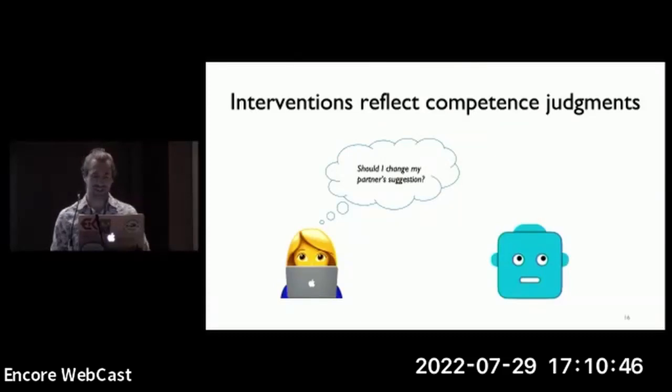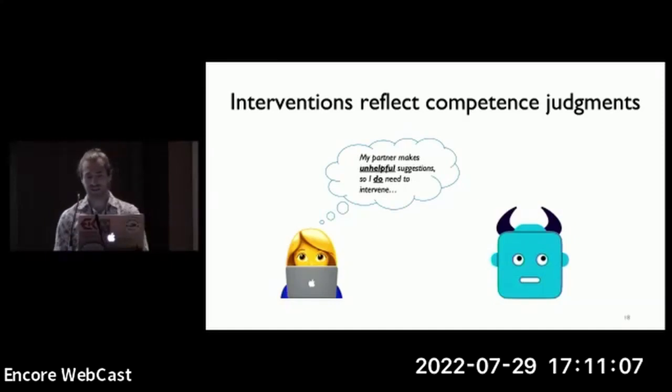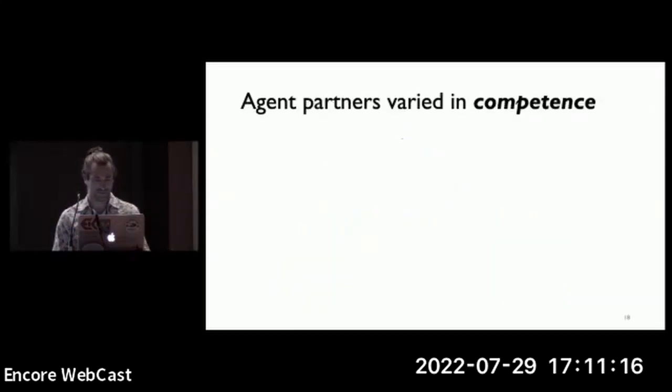So what we're interested in here is understanding how people judge the competence of their agent partner and how these judgments are factored into their behavior in the task. So building on prior work, we're going to use this intervention behavior to try and assess this. So intuitively, if an agent partner is giving helpful suggestions and participants can recognize this, they should be less likely to modify the agent's suggestions over the course of the experiment. But if their partner is unhelpful, they should be more likely to intervene and make larger interventions. So to understand people's evaluations about their partner, we're going to look at whether or not participants intervened on each trial and how much.